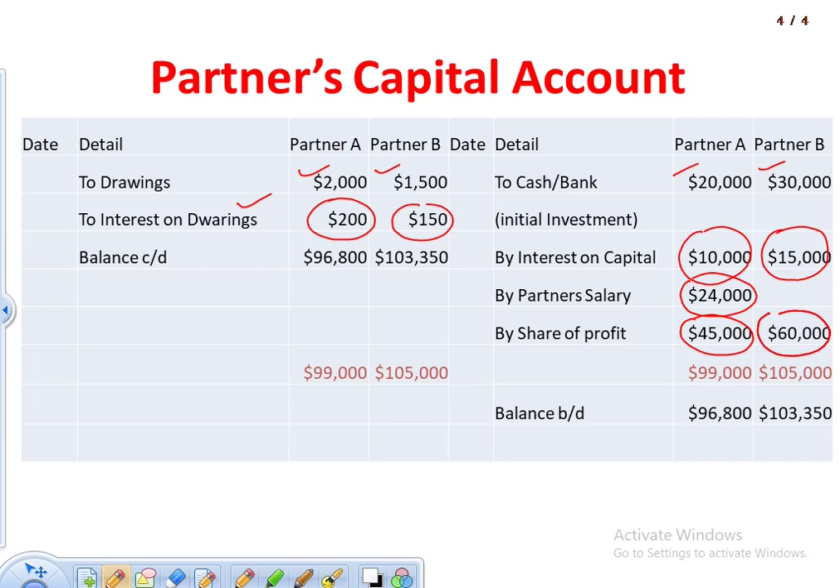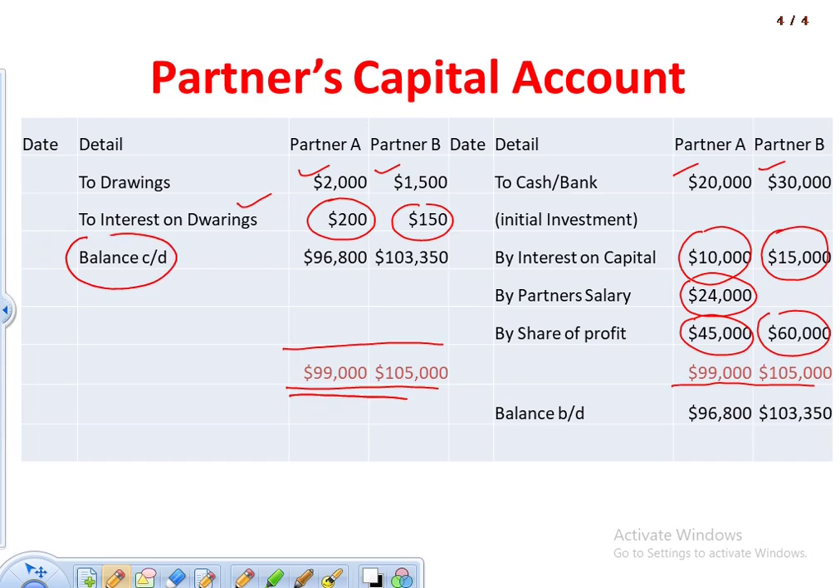If you look closely, all the circled ones that I have made were derived from the appropriation account that we prepared before. And all these tick marks out here are assumed figures. Partners have invested 20,000 and 30,000 respectively for A and B, and the withdrawn amount is 2,000 and 1,500. So when we do that, the total on this side is 99,000 for partner A and 105,000 for partner B. For this, we need to make a balancing figure.